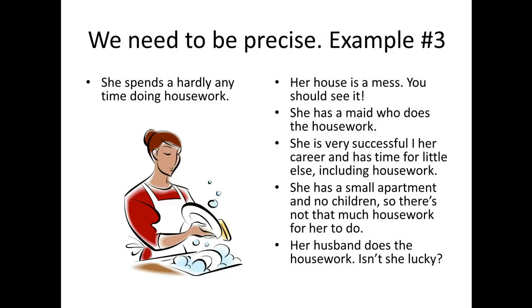A third example. She spends hardly any time doing housework. What do we mean? Well, there's a lot of emotion attached to that. It could mean, "Her house is a mess, you should see it." Or, "She has a maid who does the housework." Or, "She is very successful in her career and has little time for anything else, including housework." Or, "She has a small apartment and no children, so there's not that much housework for her to do." Or, "Her husband does the housework, isn't she lucky?" We don't know from saying she spends hardly any time doing the housework. We need more precision.